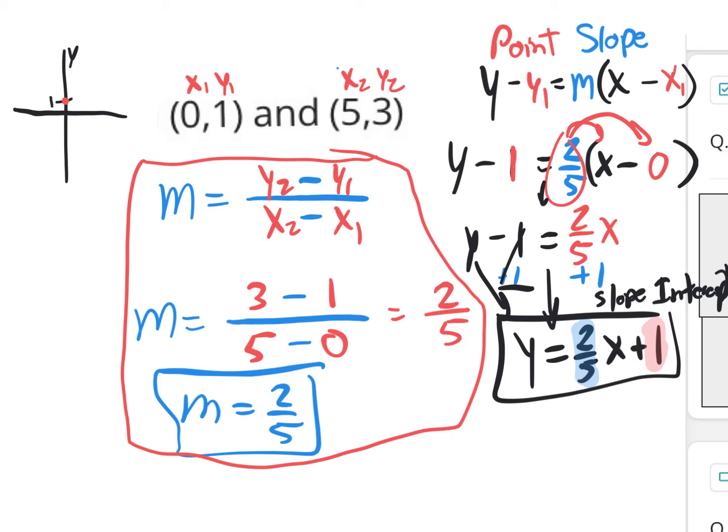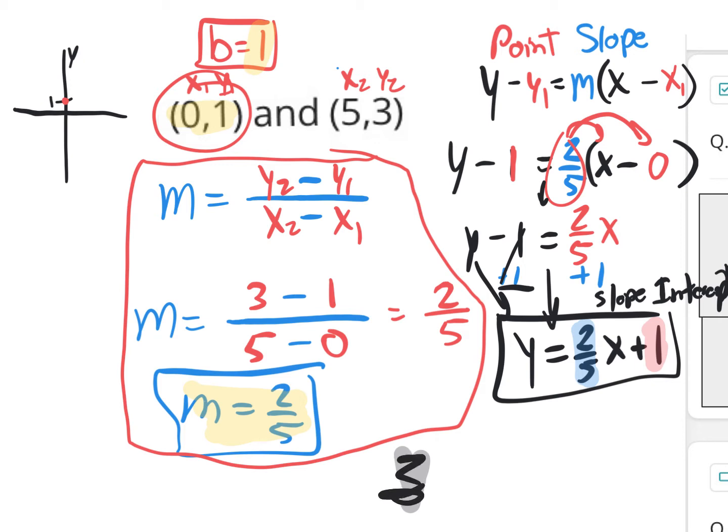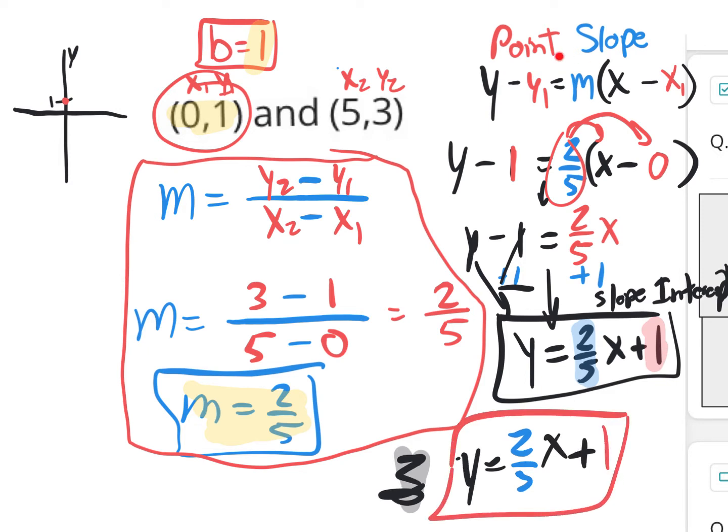So what are they really giving you with this right here? They're actually giving you the b value of 1. So recognize that we found the slope, and we recognize that this is really the b value of 1. So you could just jump right into writing it in y equals mx plus b form. Y equals mx plus b, and there's your equation. So all this work was unnecessary.